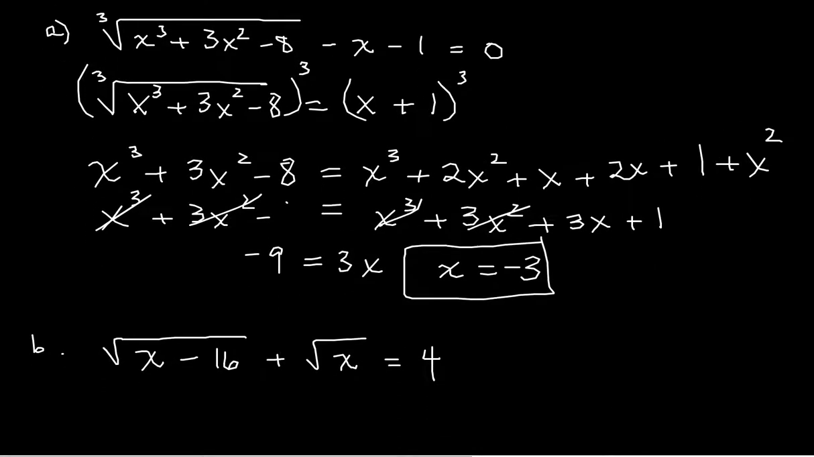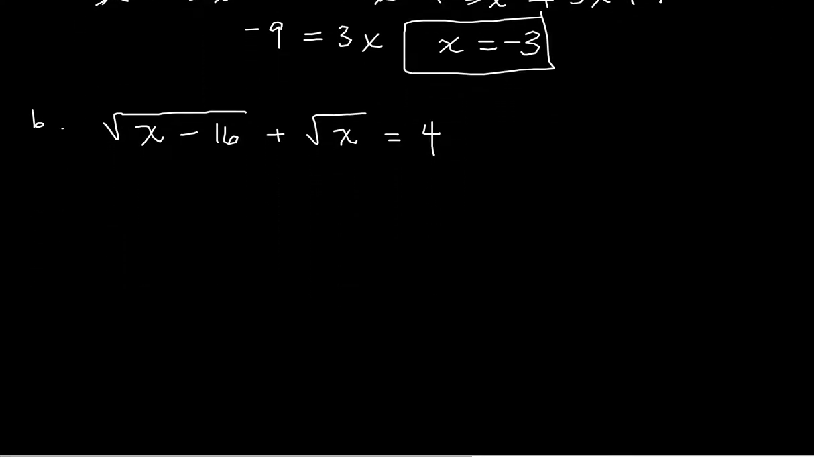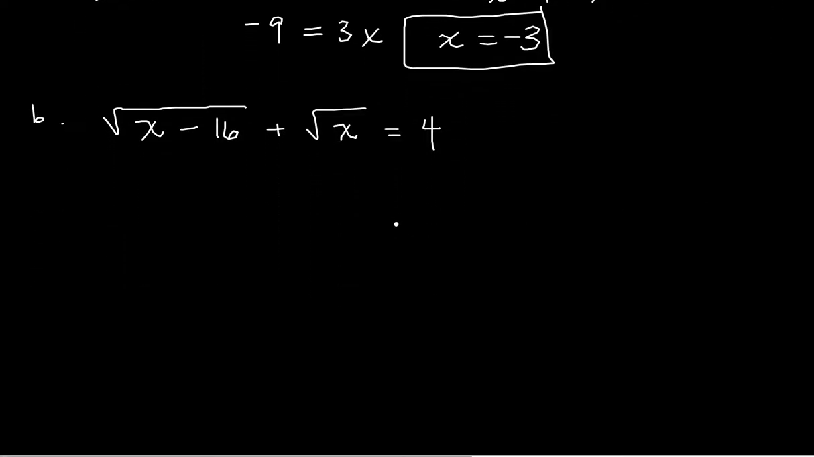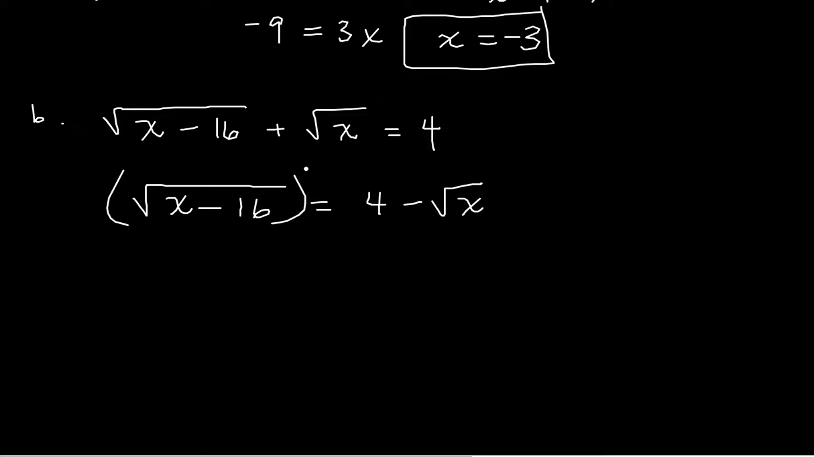Let's try one more. This is practice problem B, so try it, stop the video, and come back when you're done and see if you have the right answer. All right, hopefully you paused it. So here we go. I'm going to isolate the bigger radical. Square root of x minus 16 equals 4 minus the square root of x. Square both sides, which will get rid of the radical on the left side.